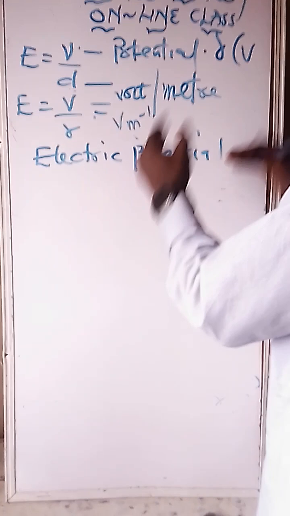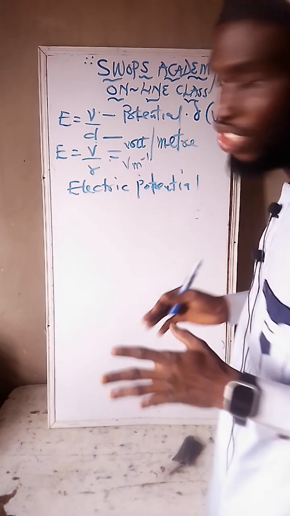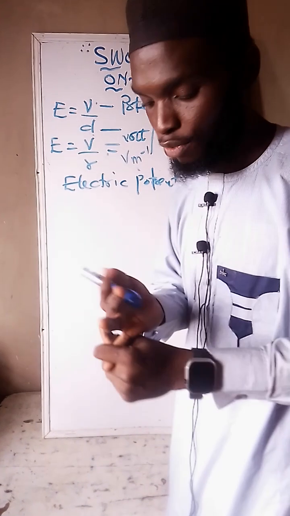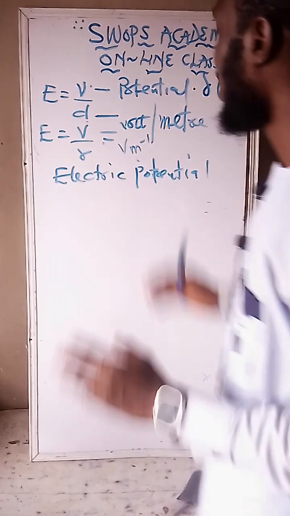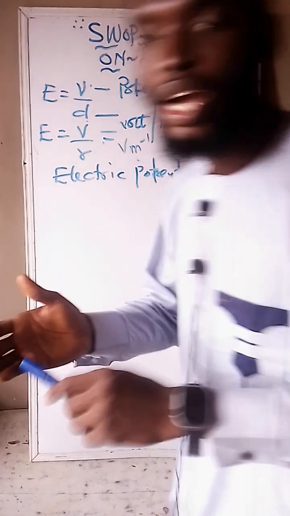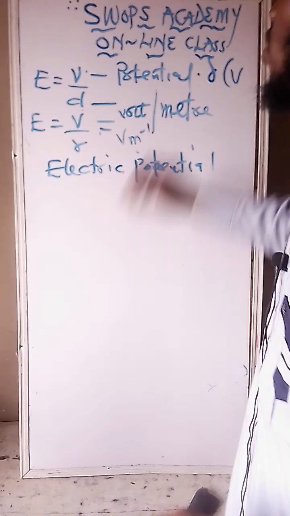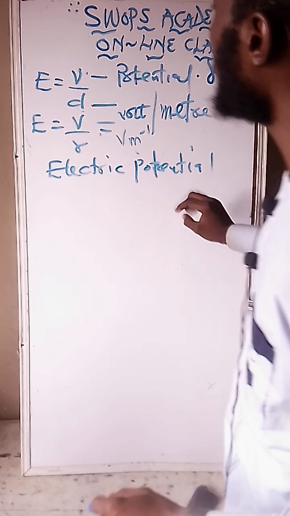So now let's explain the term electric potential. I've explained electric field from episode 1 of this topic. I've explained electric field. I've explained electric field intensity. That's what I did. So the next thing that I will do is electric potential. What do we even call electric potential?